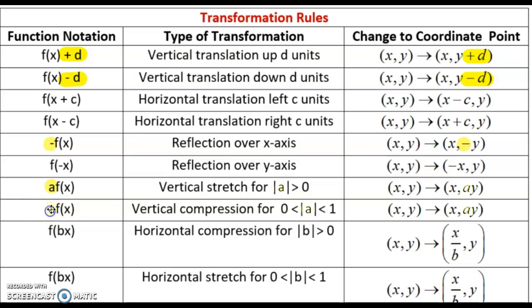To dilate vertically, we multiply by a number outside parentheses. If that number is bigger than 1, then our graph will stretch, it will dilate. So if this number were 2, 3, 4, 5, 6, 7, or any number that is bigger than 1, like 4/3, 5/4, anything like that, it's going to stretch our graph. And if that number is between 0 and 1, meaning a fraction like 1/2, 2/3, 3/4, 1/5, anything like that, it will compress our graph by that same factor.